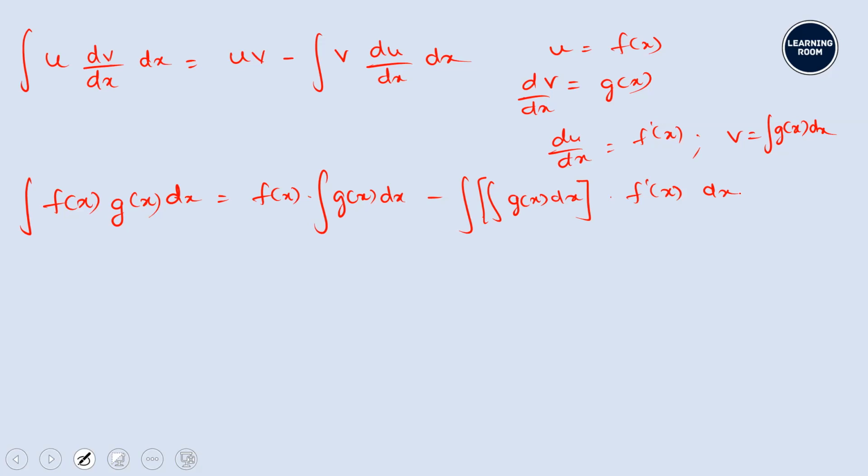What is happening? The integral of the product of two functions, f of x and g of x, with respect to the same variable x is defined as f of x into the integral of g of x, minus the integral of g of x into the derivative of f of x dx. I'll call f of x the first function and g of x the second function. I'll not suggest you remember anything in this form.